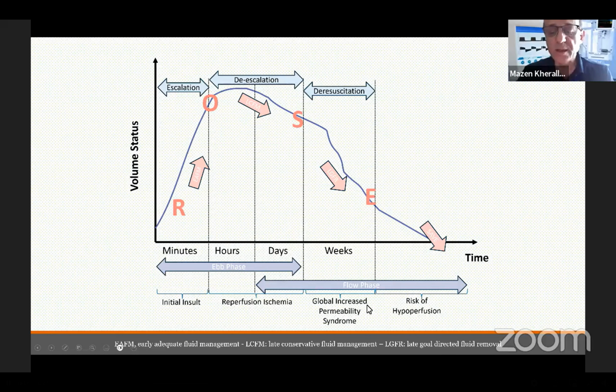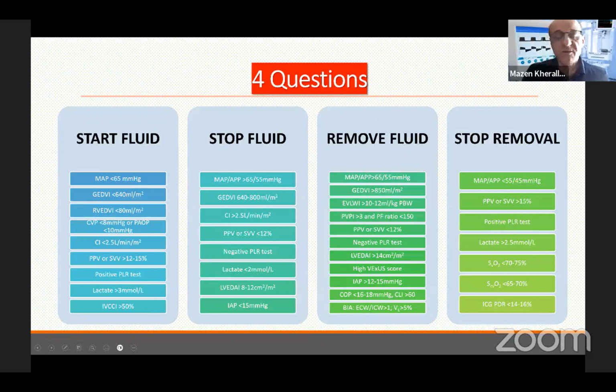And then the global increased permeability syndrome is seen after 5-7 days of the insult. And of course, if we diurese a patient very excessively, at that time you're going to run the risk of hypoperfusion. So the 4 questions that we need to answer are when to start fluid, when to stop fluid, remove fluid, and stop removal.